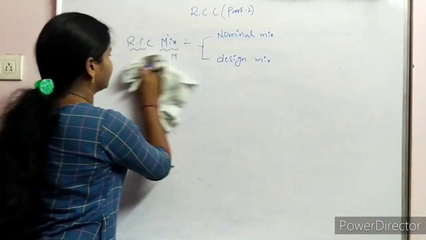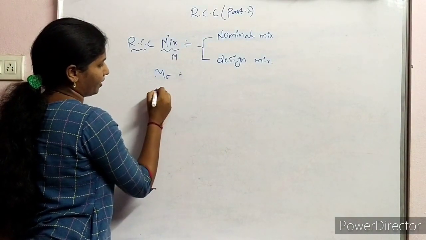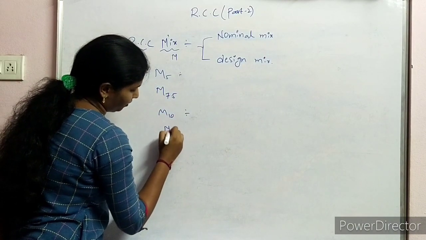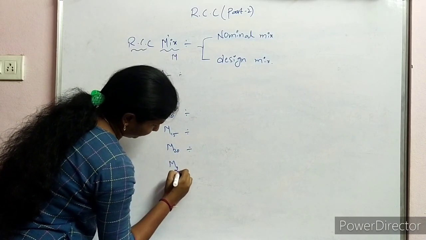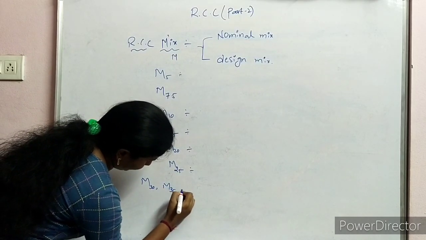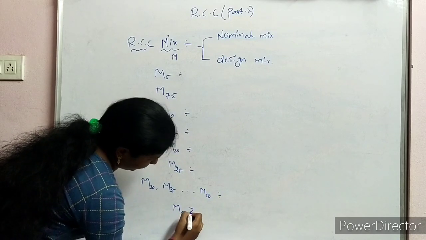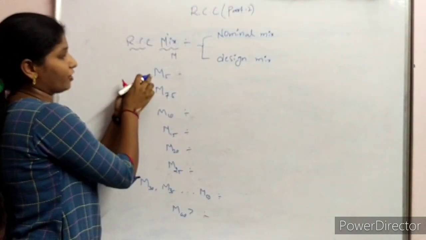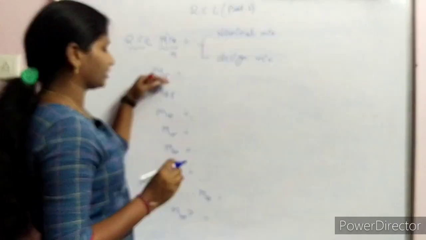We have a number of mix proportions, that is M5, M7.5, M10, M15, M20, M25, M30, M35 up to M50 and M60 and greater. These are the mix grades. M is for mix, and the number is the characteristic compressive strength at 28 days.